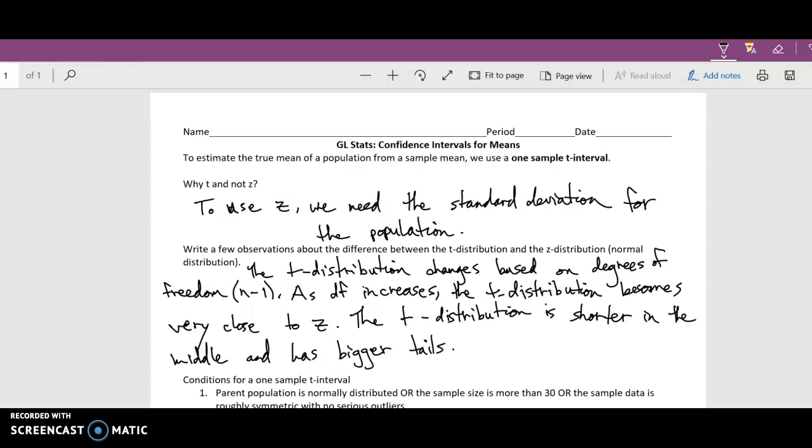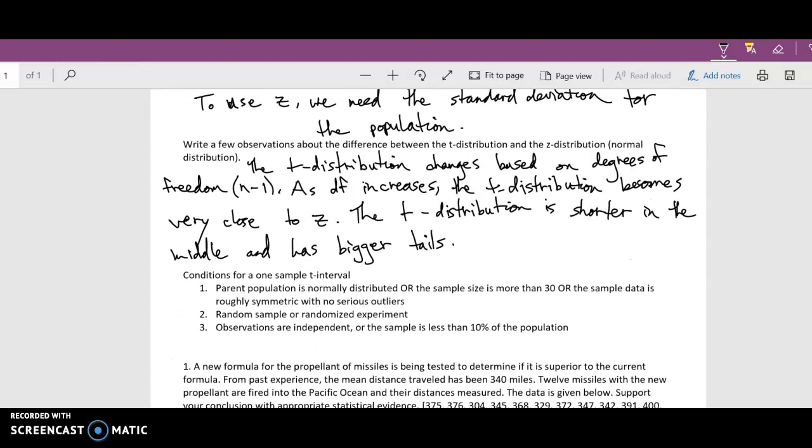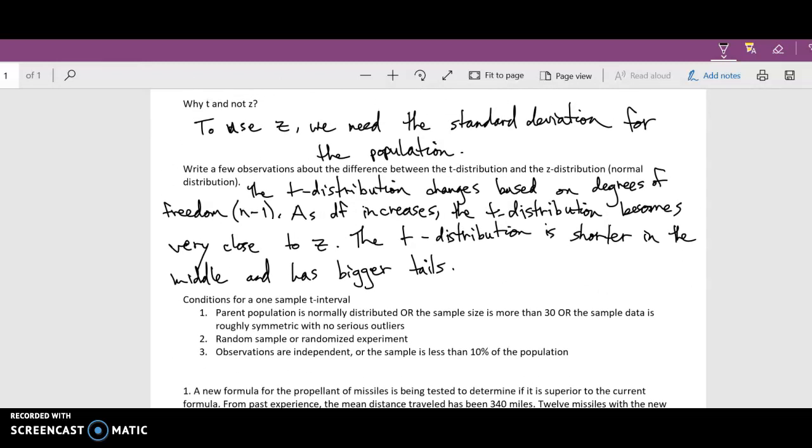So that's kind of pictorially how they match up. How would degrees of freedom increase? Well, that would be the sample size increasing. So as the sample size and degrees of freedom get bigger, we get closer to a z or a normal distribution.